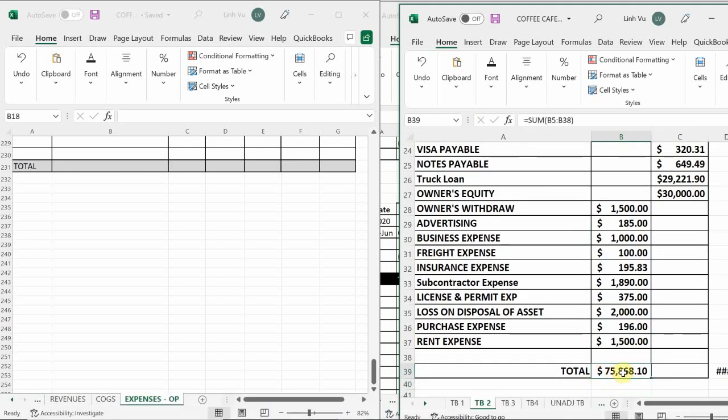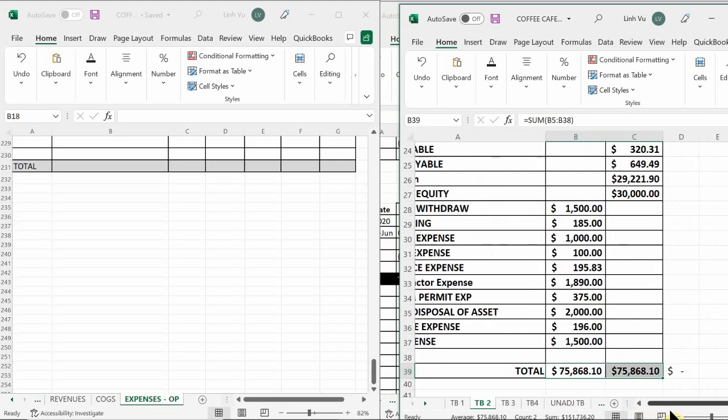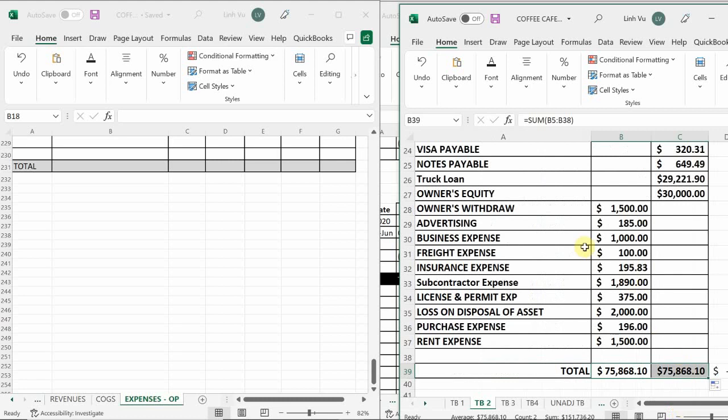Perfect. $75,868.10 on the left, $75,868.10 on the right, which gives me a 0 discrepancy. So therefore, that means we did our accounting correct. No mistakes were done, right? I transferred all of my credits in the appropriate account, and each one gave me a correct balance. So in this case, $75,868.10 for the debit and credit is correct.